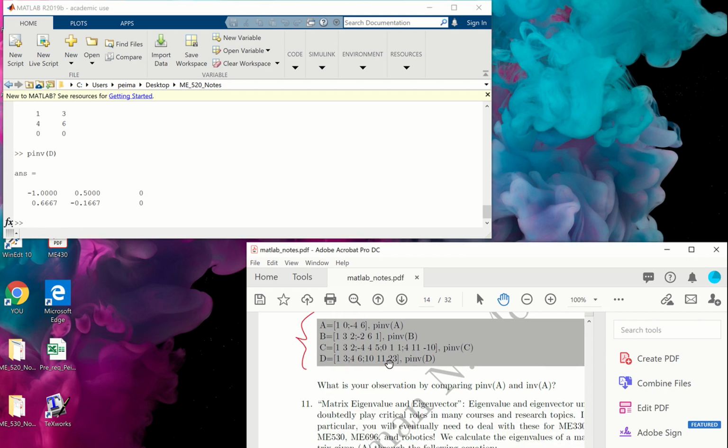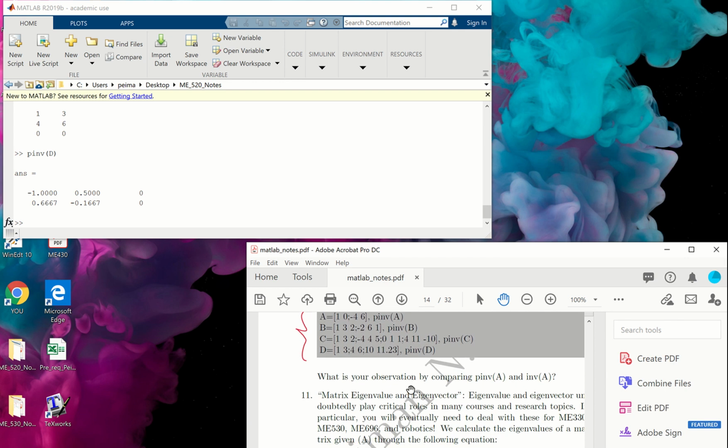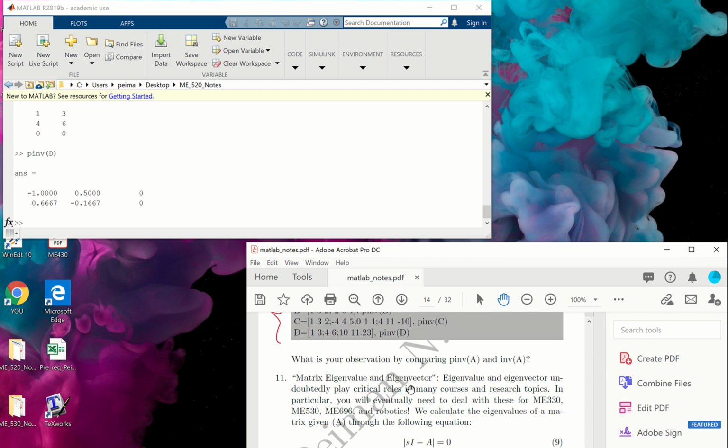And now we see the difference between pinv A and inv A: they are the same, because the matrix A is a square matrix.